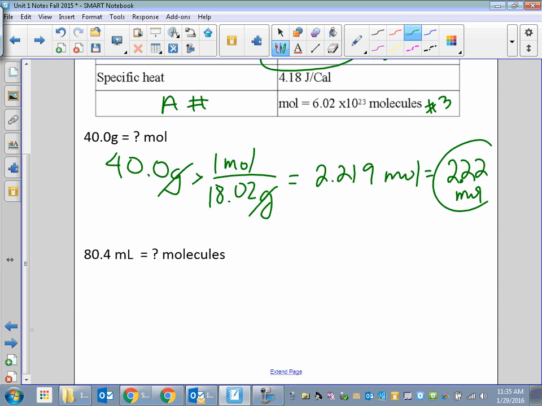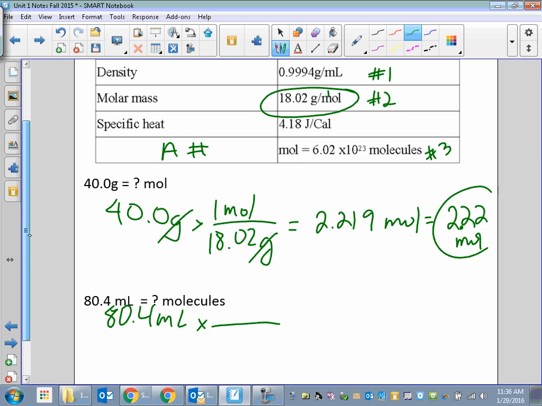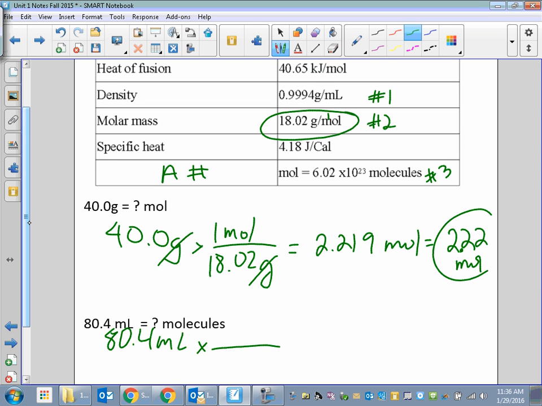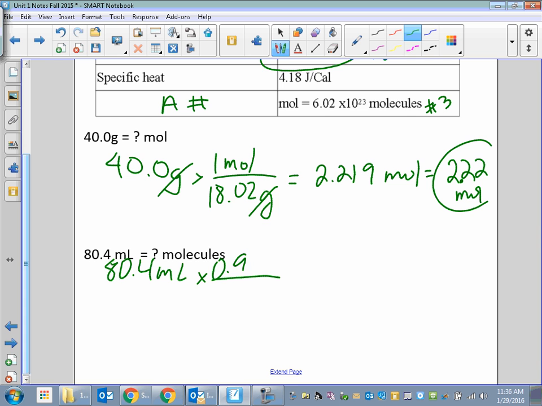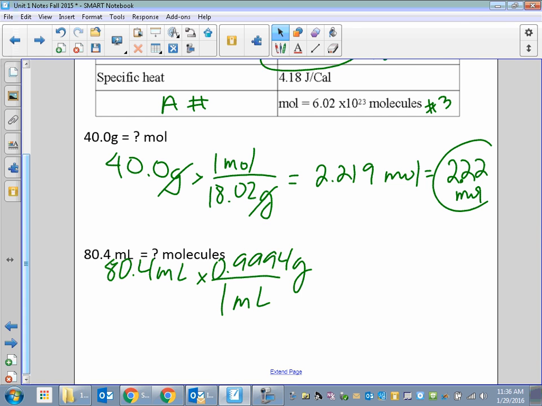So we're going to start with 80.4 milliliters. And what am I going to write on the top? My top of my fraction. And I'll move it back up in a second. Okay, so the grams on top, milliliters on bottom. So 0.9994 grams per 1 milliliter. And the only purpose of doing that is to cancel out milliliters here and here.